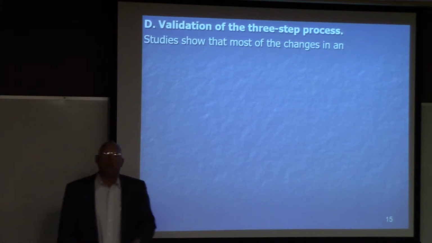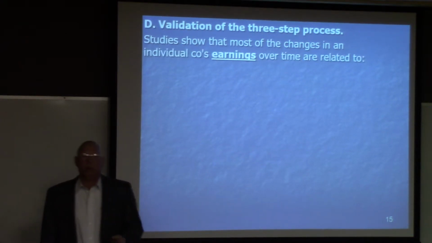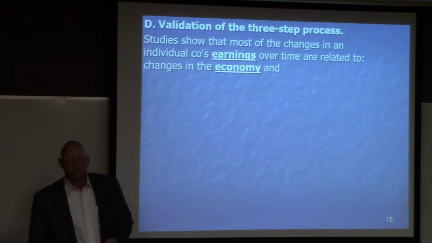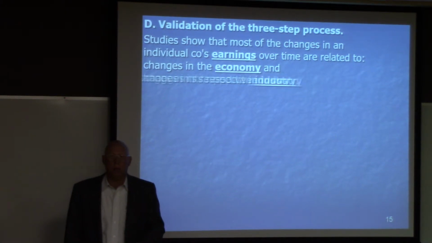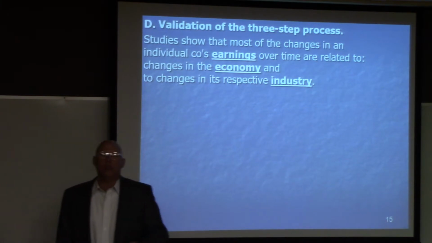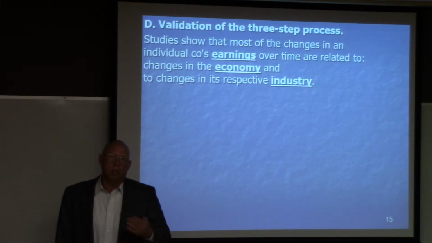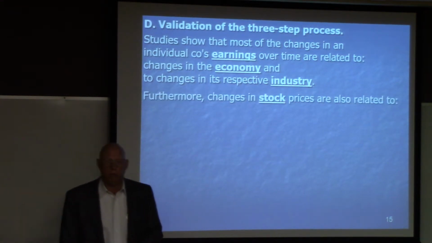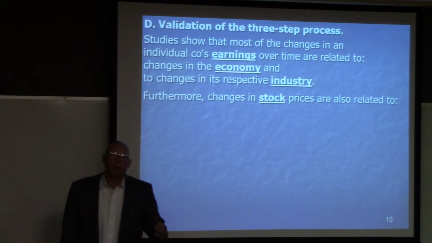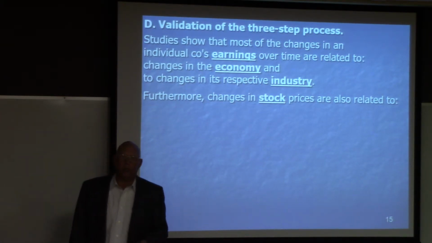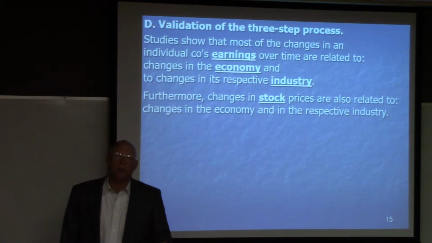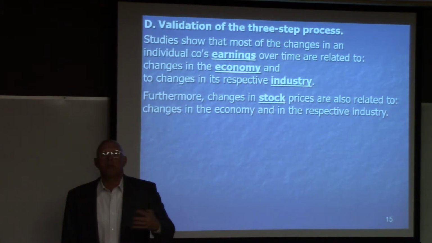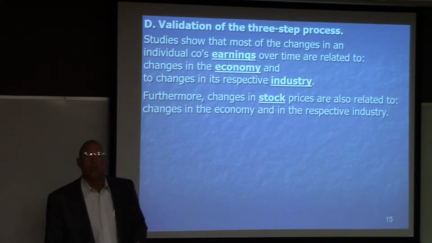Studies show that most of the changes in an individual company's earnings over time are related to changes in the economy. So the economy has a huge impact on the sales and earnings at most companies, and so do changes in the respective industries. The industry structure has a huge impact on how individual companies in that industry are going to do. Furthermore, changes in stock prices, not just operating results, are also related to changes in the economy and in the respective industries.